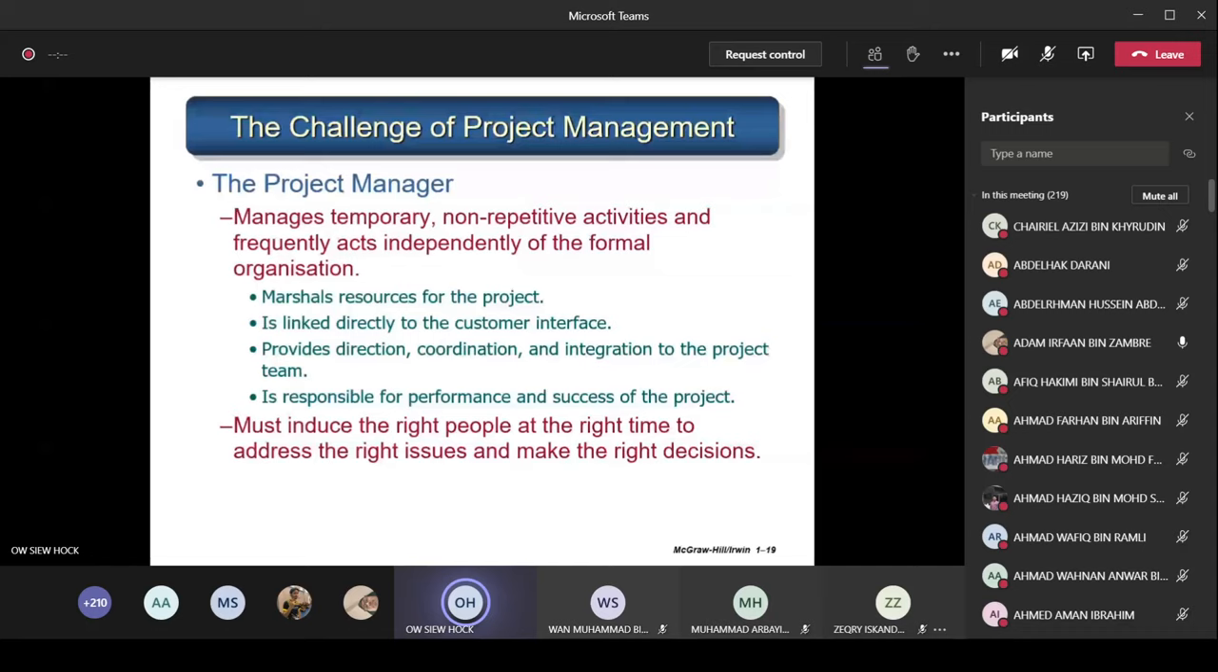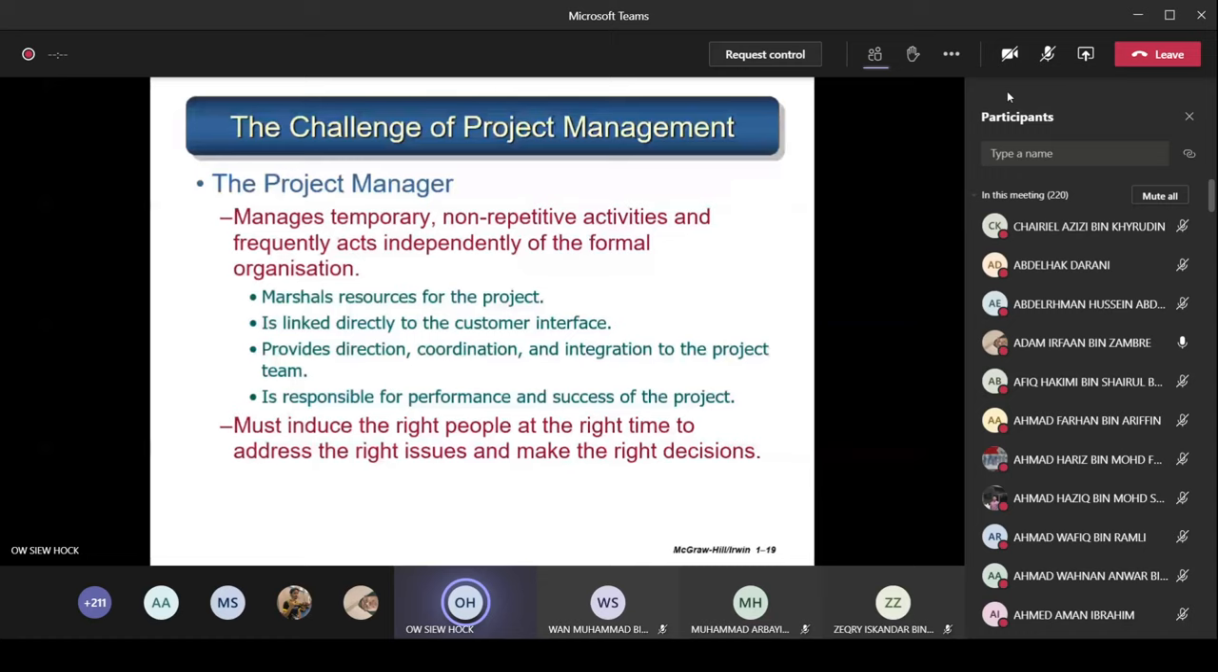Okay, so if the project is a success, is it the project manager's success or is it a team success? If a project is a success, in your opinion, is it a team success or is it the project manager's success? Team. Both. Some say team, some say both. The answer is team. Okay?